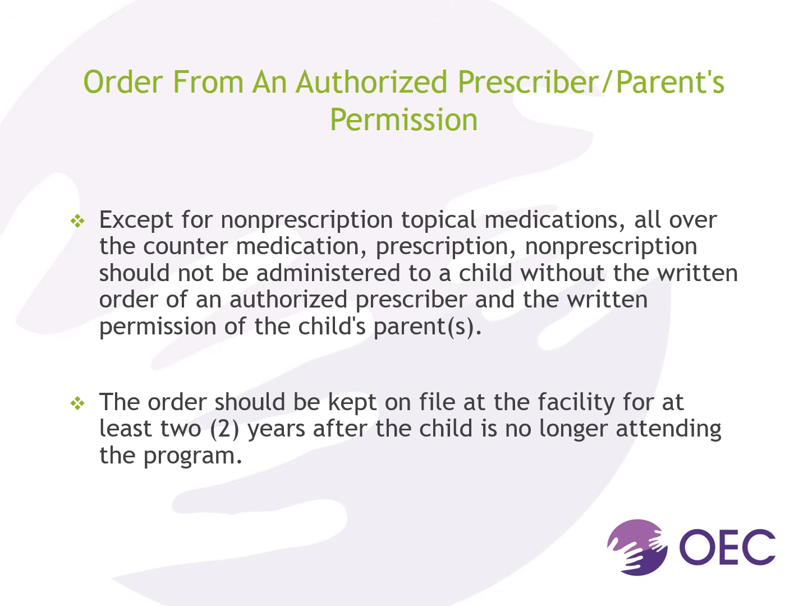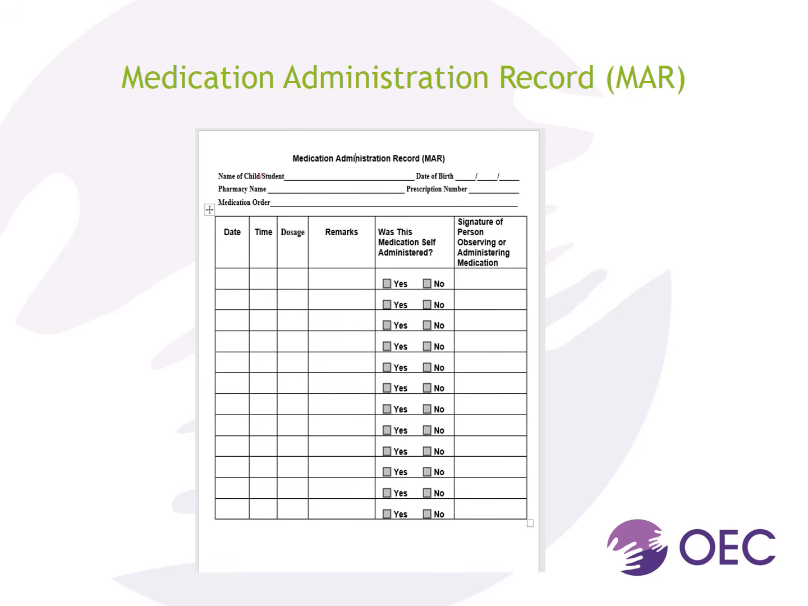The parent shall be notified immediately in writing of any medication administration error, and the error shall be documented in the record. The medication order and parent permission shall be maintained on site at the facility for at least 2 years after the child is no longer attending the program. Like non-prescription topical medications, a medication administration record, or MAR, shall be reviewed prior to each dose of medication administration and updated each time the child is given the medication. The MAR shall be kept on file at the child care program for at least 2 years after the child is no longer attending the program.